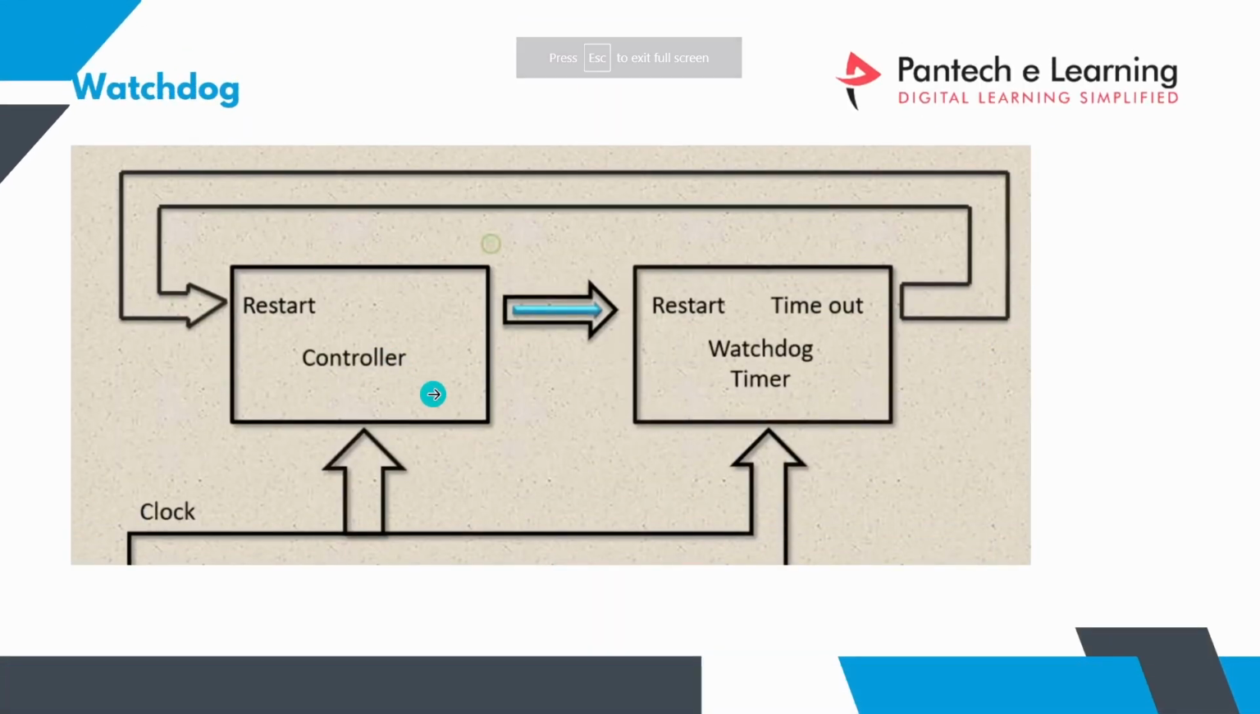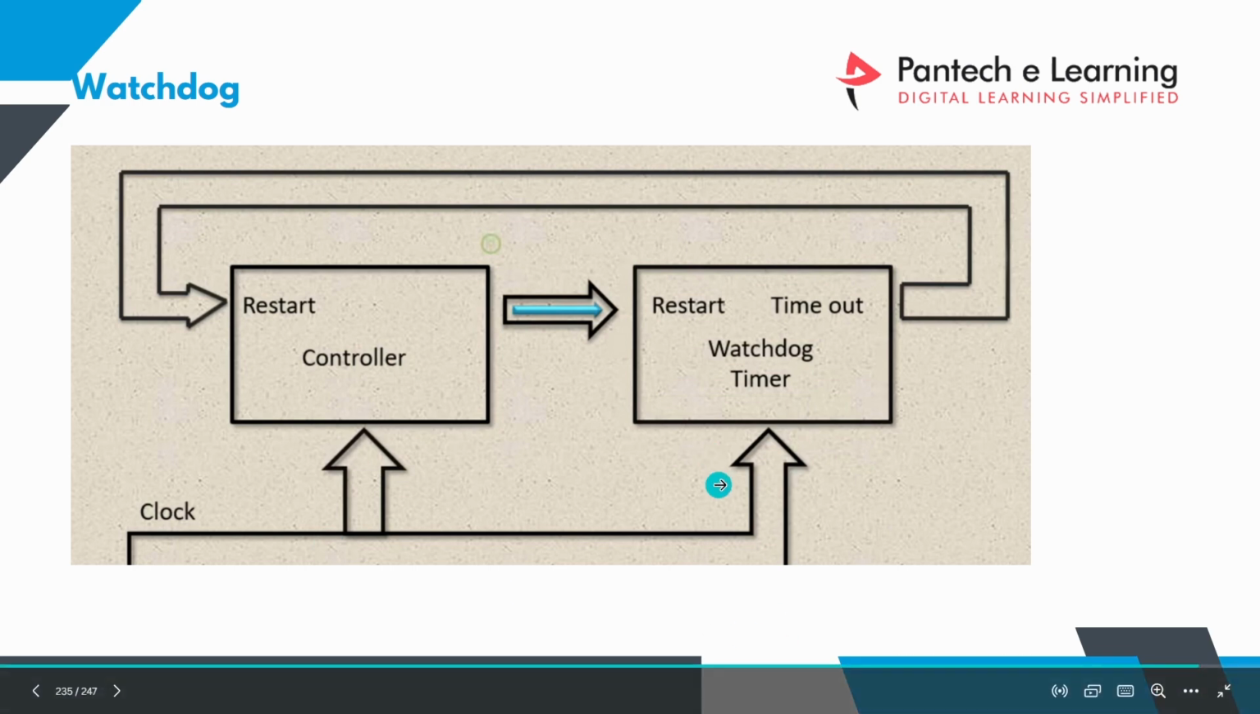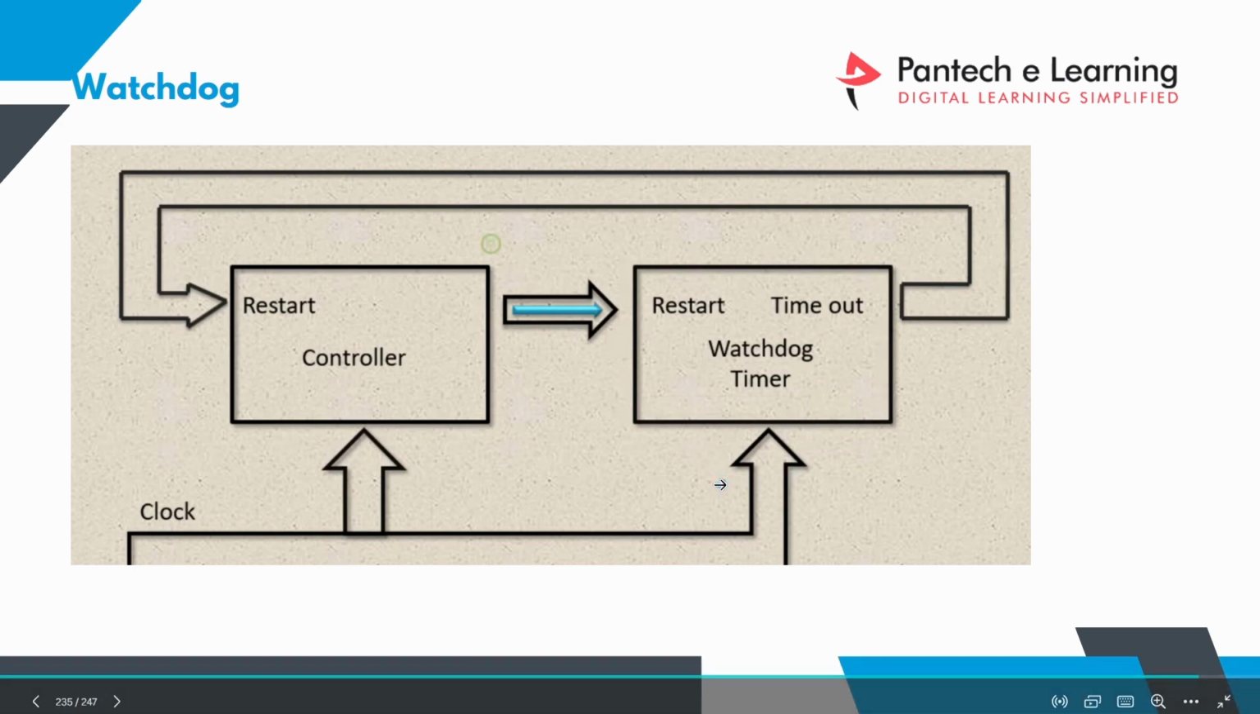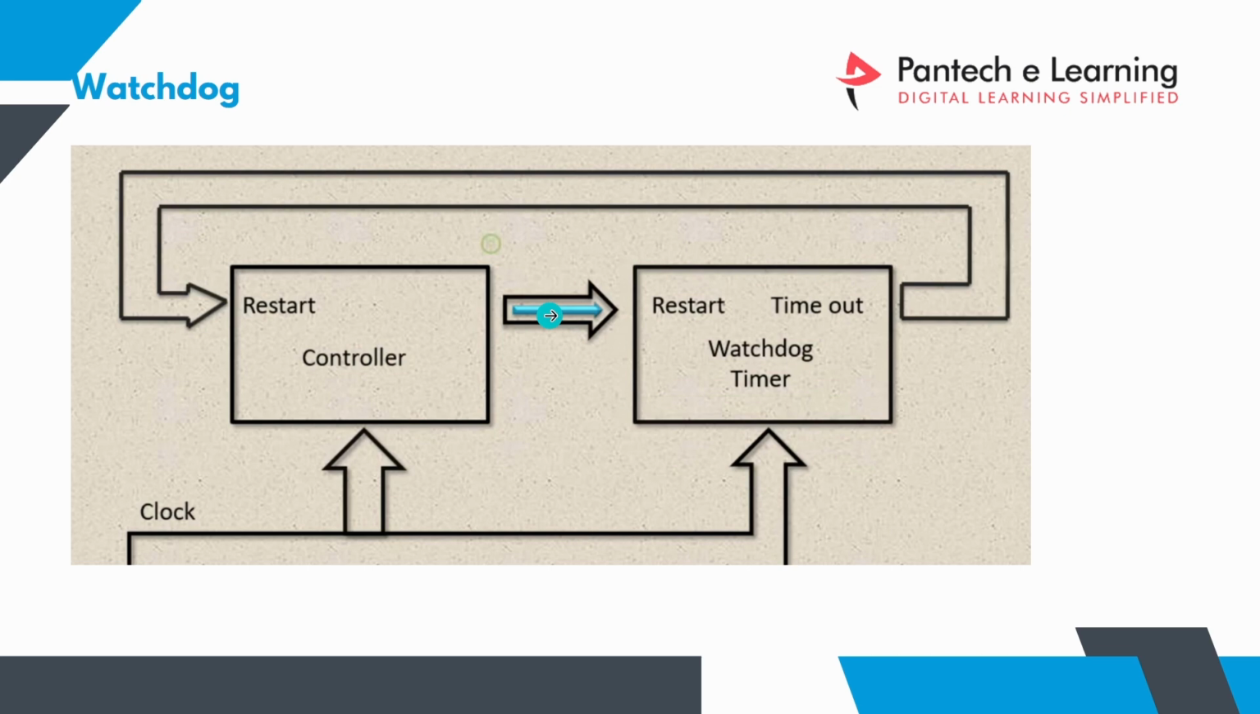So you can see, there will be two scenarios. Both the controller and the watchdog timer will be running on the same clock, or they will be running on different clocks. Okay. So we will see what the working process is. The controller will be controlled with the clock, and the watchdog timer also will be controlled with the clock.